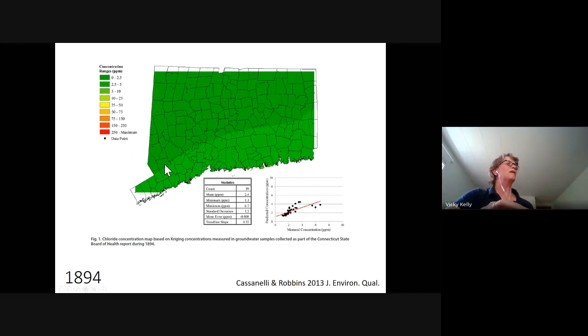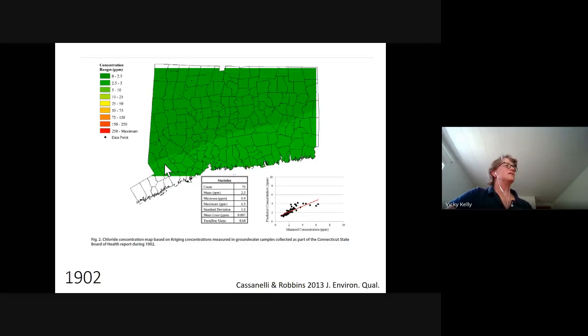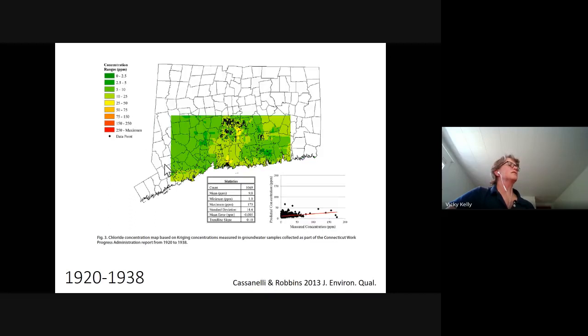So this is a map showing the groundwater concentrations in Connecticut in 1894, and you can see they're basically background concentrations. And this is in 1902, again, still background concentrations. By 1920 to 1938, the concentrations in groundwater have increased, and there look to be some developing hot spots. This is one of the pieces of evidence that we have that suggests that salt was used before 1940.